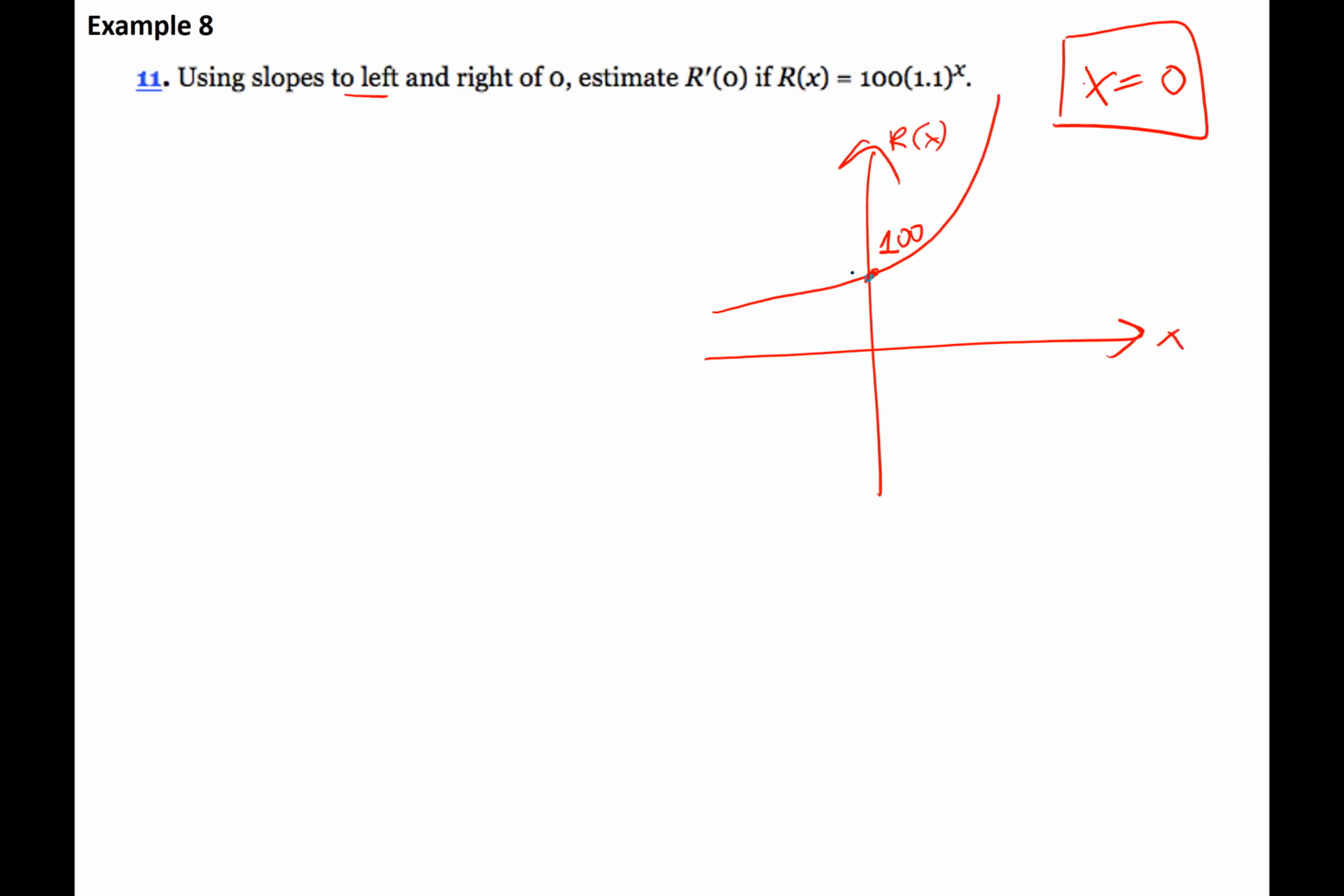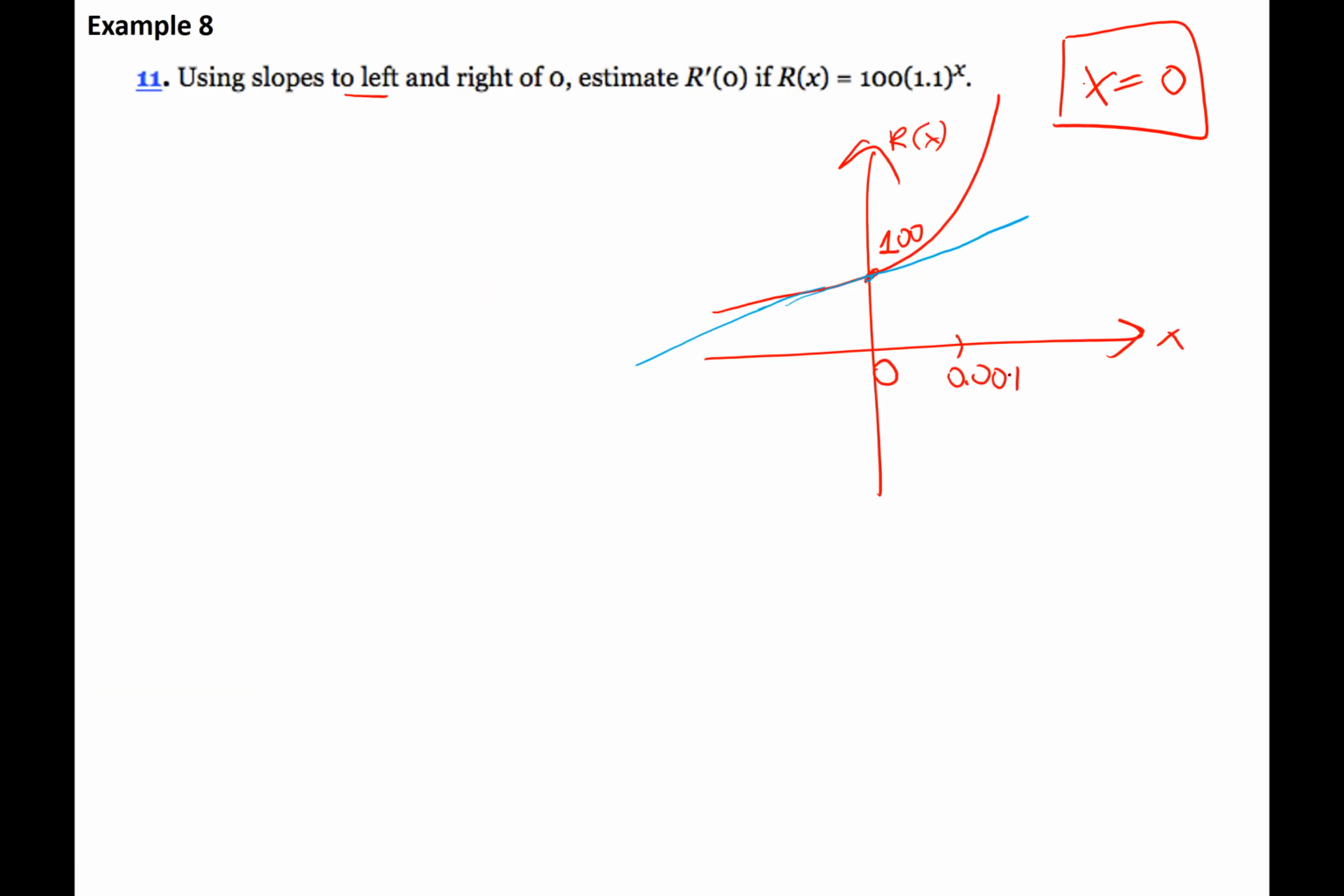We're looking for the slope of this line. I think the line is a little bit more steep, but it's okay. Because the exponential function is growing extremely fast, this should be much, much steeper, but I can leave it like that.